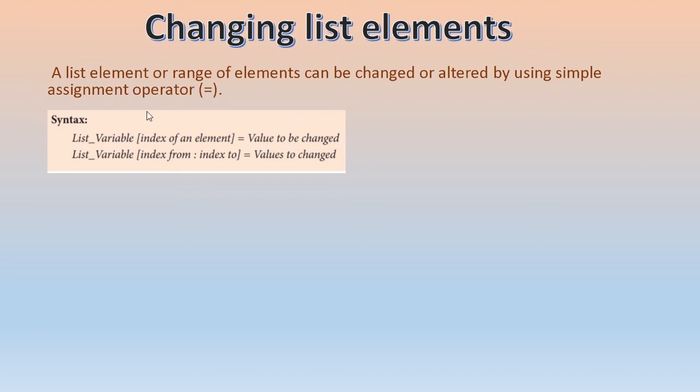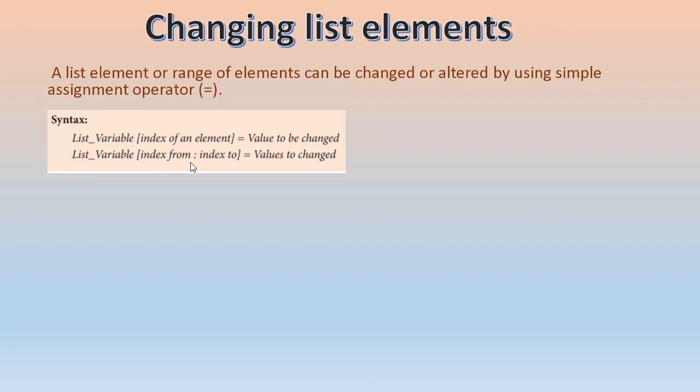How to change the list elements? A list element or a range of elements can be changed or altered by using a simple assignment operator. That is, if I want to change a single element or a range of elements, I have to go for the assignment operator. So what is the syntax? Write the list variable, give the index, and write equal to, then write the value to be changed. This is the syntax for changing a single element. Suppose I want to change a range of values, then I have to write the list variable within square brackets, write the range.